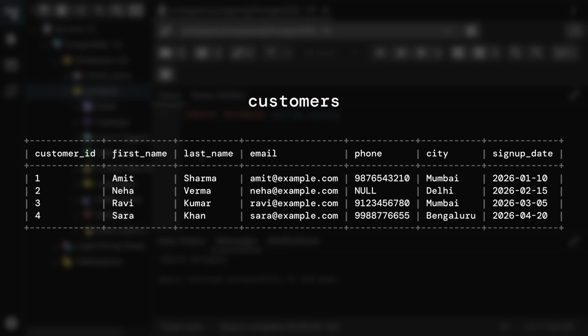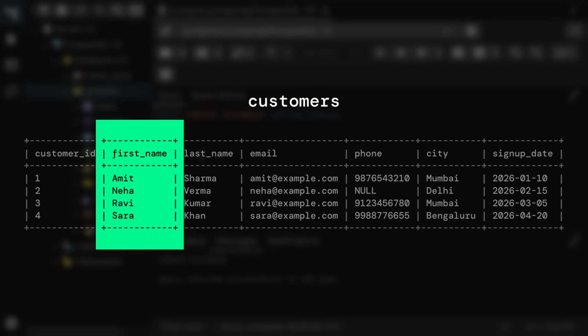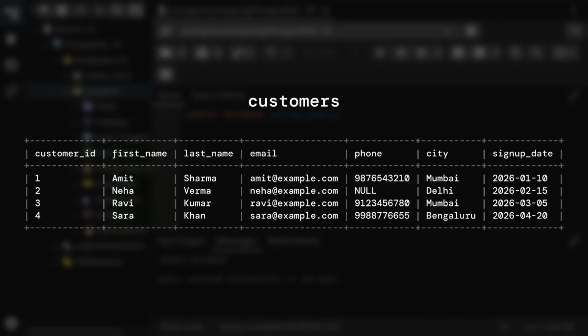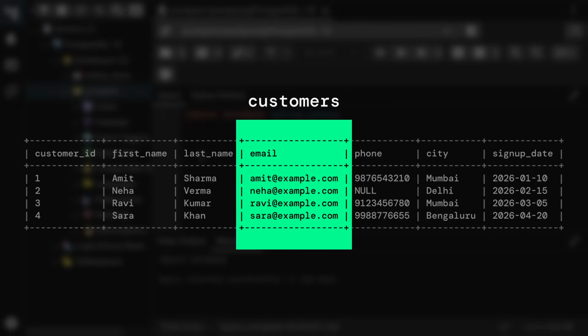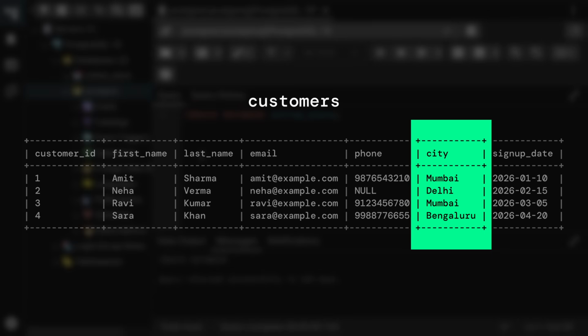Each vertical field in the table is called a column. A column stores one specific type of information. For example, the first_name column stores the first name of each customer. The email column stores the email address of each customer. And the city column stores the city of each customer.